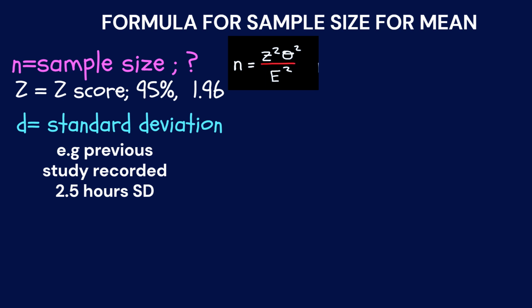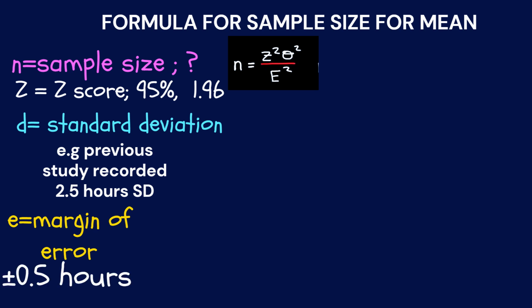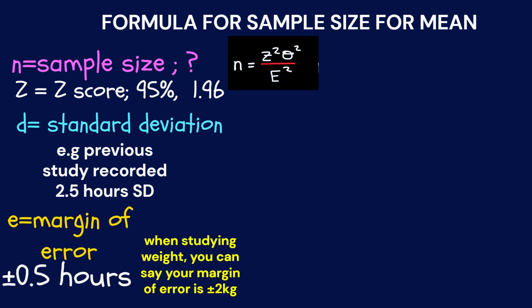And then the next one is your margin of error. It still stands for the same meaning. But in a study like this, a study that has nothing to do with proportion, a study that's dealing with average or means, you don't express it in percentage, you just attach the units to it. So for example, if your study has to do with the average hours of sleep that nurses get on night shift, you can decide that you want your margin of error to be plus or minus 0.5 hours. Or if you're studying, let's say, the average weight of children under 5, you can decide that you want your margin of error to be plus or minus 2 kg.